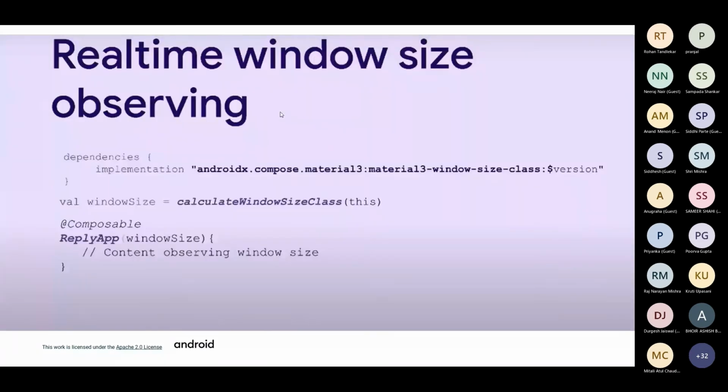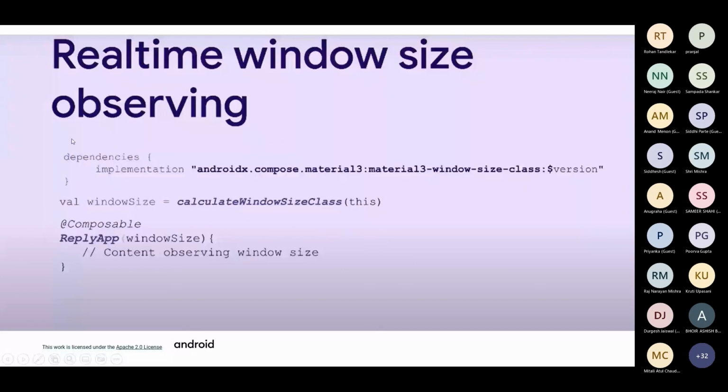Real-time window size observing. Okay, so what do you mean by real-time window size observing? Whenever we have a window which we want to measure, we can use this. Okay, so implementation. This is the package we are using, this is the variable declaration, and this is the function call: calculate window size class. This means for this particular window which we are using, we can get the window size. So it exactly tells what the current window size is.